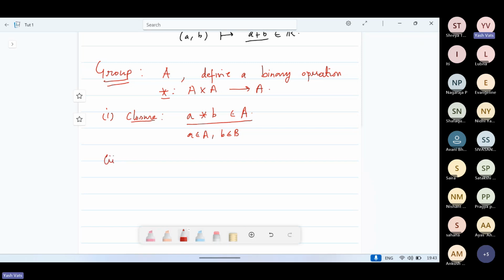The second property is, that's by definition of binary operation as well. So it's not a problem by definition. Binary operation.